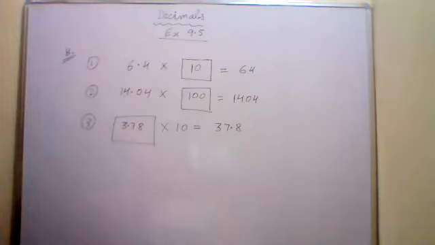Fourth one, the answer is 2.677. Fifth one, the answer is 1000. And sixth one, the answer is 13.674. Sir, my answer is correct. All my answers are correct.